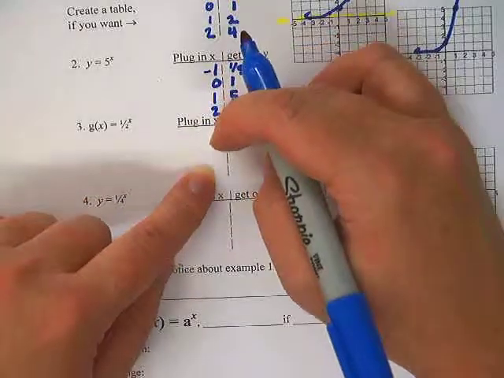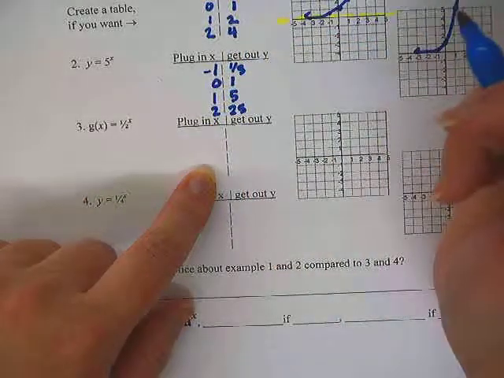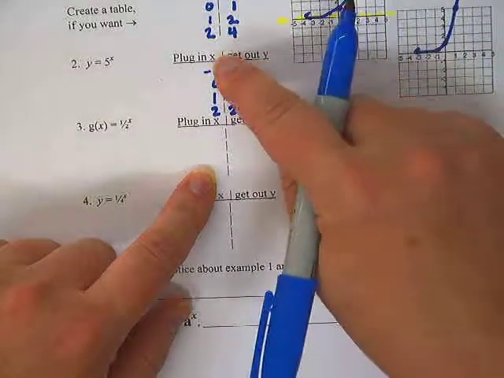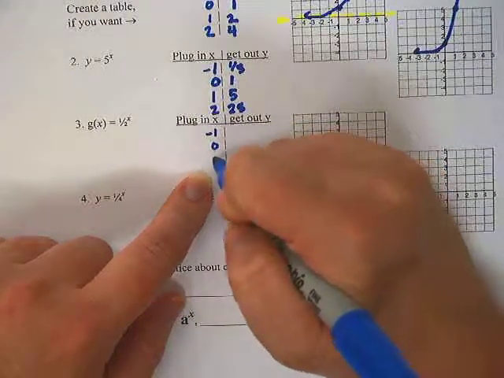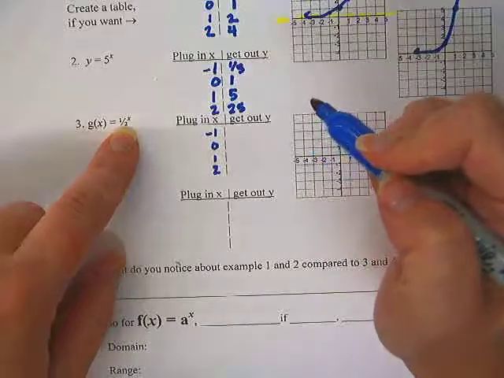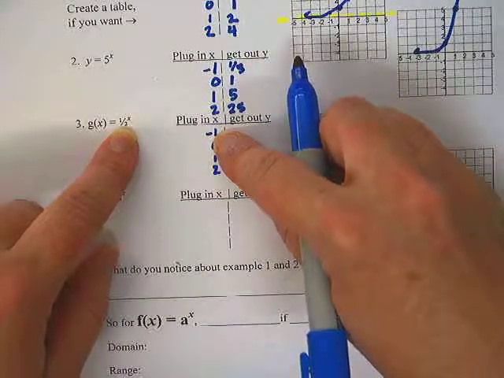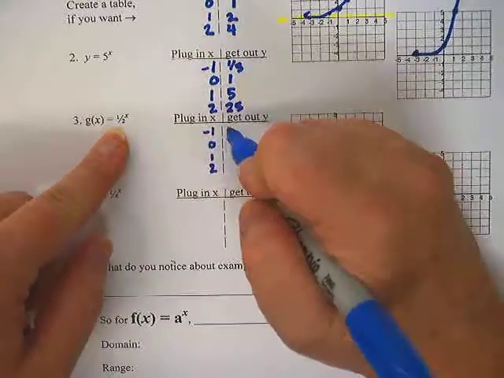What do you think is going to happen if our base is a fraction? Let's plug some numbers in and find out. Should we go with our same numbers? Well, we can. We might end up finding out that we'd rather have done slightly different numbers, but we can do the same ones and see what happens. Negative 1, 0, 1, and 2.